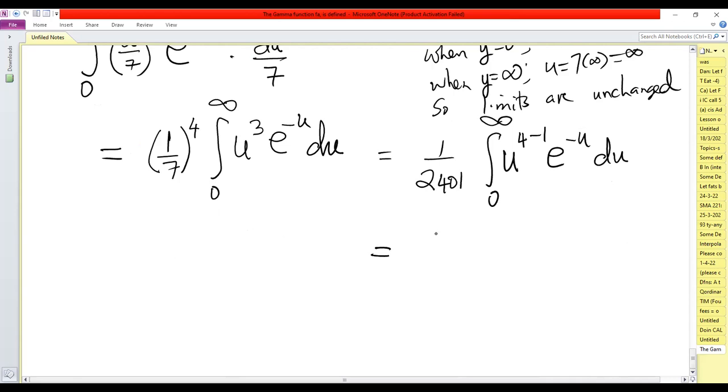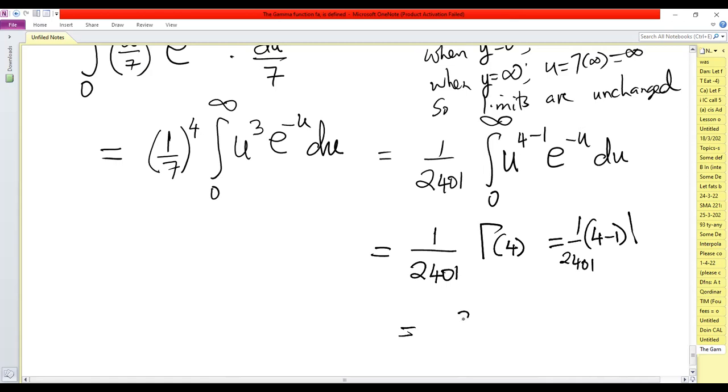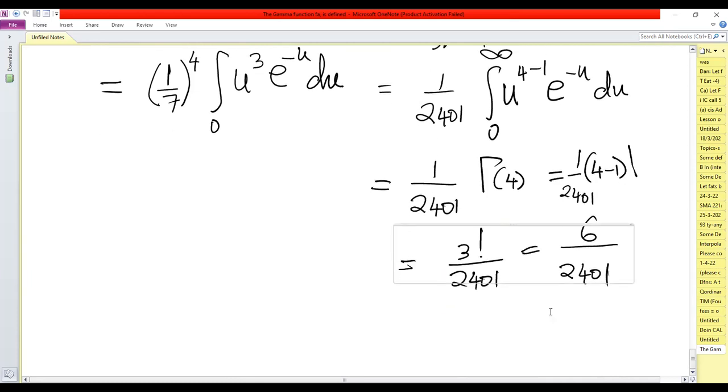So this will give us 1 over 2401. This is the definition of gamma of 4, which is the same as 1 over 2401 times 4 minus 1 factorial, which is the same as 3 factorial over 2401, which will give us 3 factorial is 6, so 6 over 2401. So that will be the answer to that given problem.